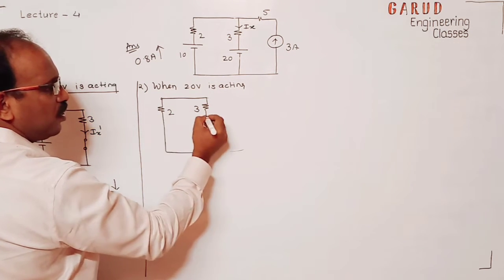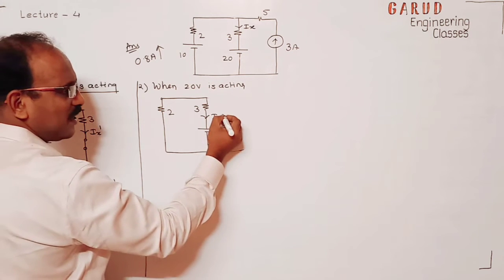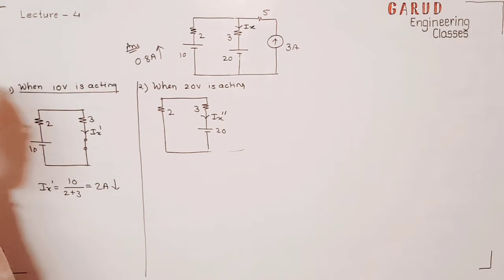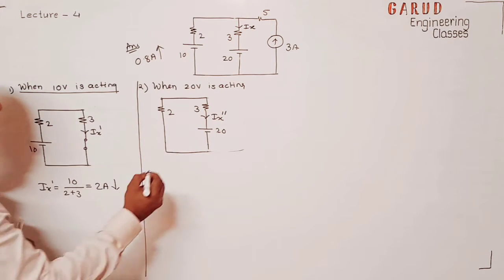3, 2. This was Ix. It was in downward direction. So I have to mark this as Ix double dash. See, direction I am not changing, how the current is flowing.